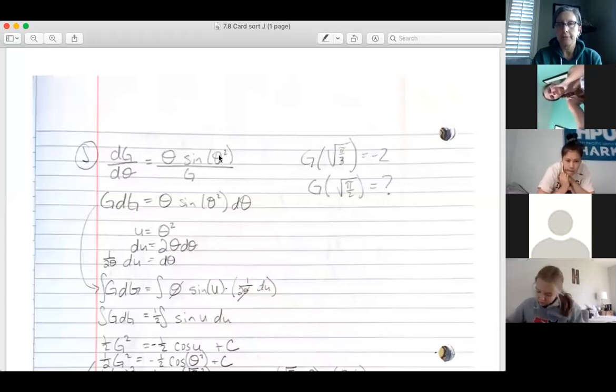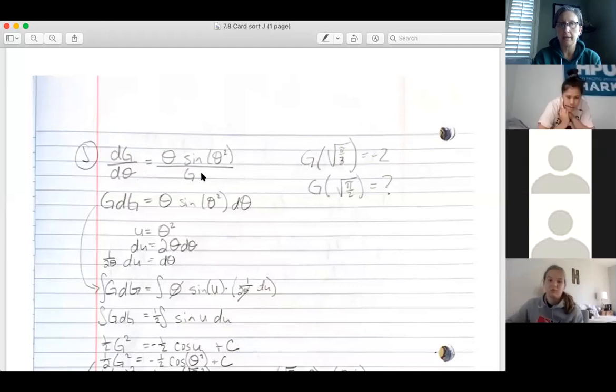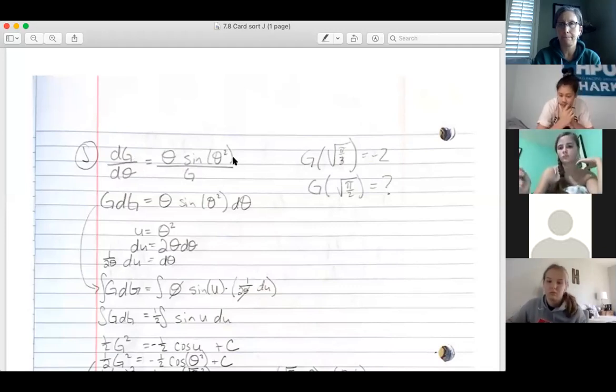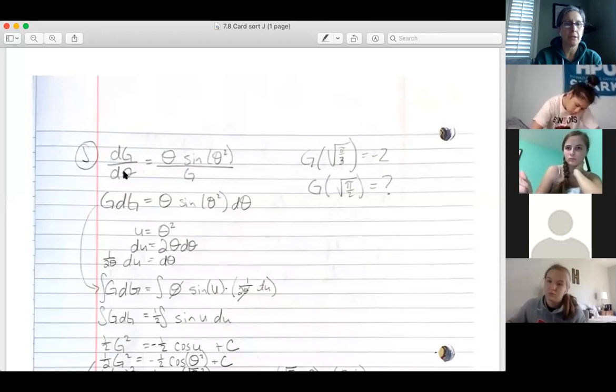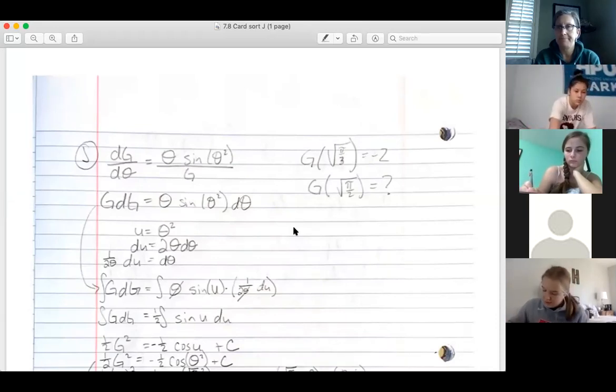So here's J, right? You guys can all see the dg d theta, substitution. And so the first thing I did was I separated the variables, right? So the G I moved over to the side with the dg, the d theta I moved over to the right side. So then that put all of the thetas on the right and the G's on the left. So far, so good?